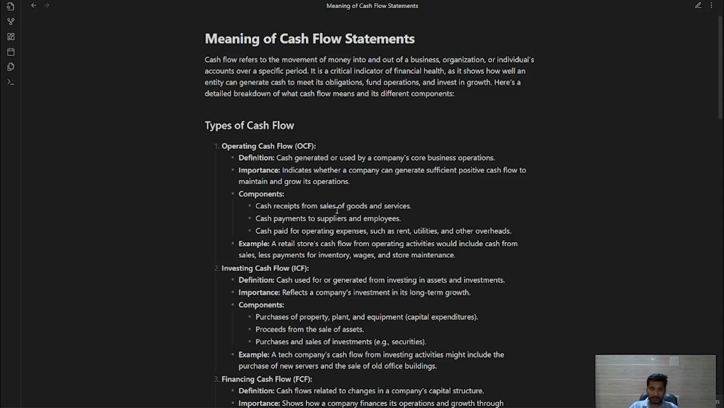That is the cash receipts from the sale of goods and services, cash payments to suppliers and employees, and cash paid for operating expenses such as rent, utilities, and other overheads. For example, a retail store's cash inflow from operating activities would include cash from sales, less payments for inventory, wages, and store maintenance.